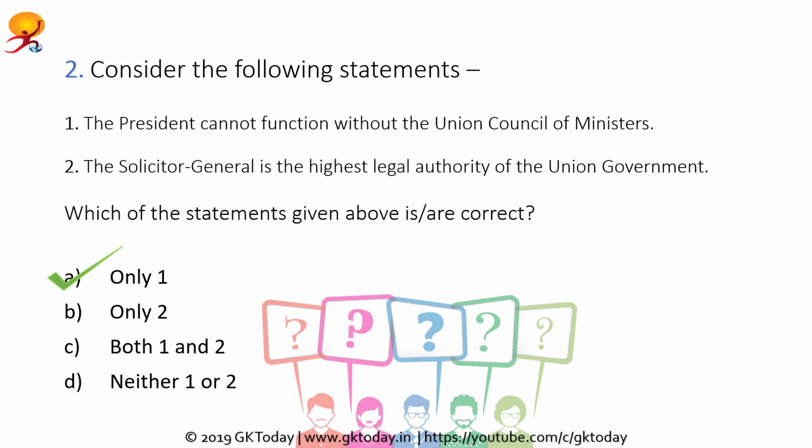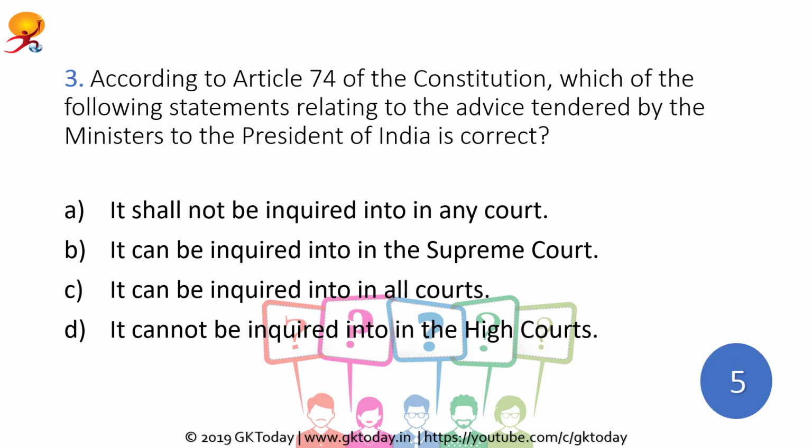And the correct answer is only 1 is correct. So 2 is incorrect because the highest legal authority is the Supreme Court and the highest law officer is the Attorney General. And as per Article 74 of the Constitution, any exercise of executive power by the President without the aid and advice of the Council of Ministers is unconstitutional and void. Thus, the President cannot function without the Union Council of Ministers, which is why statement 1 is correct.